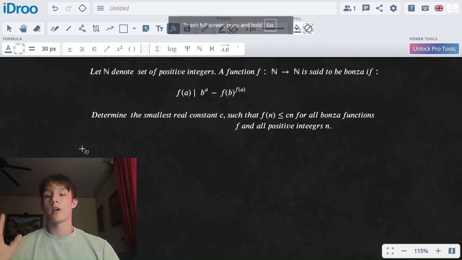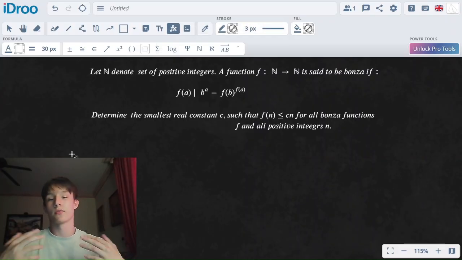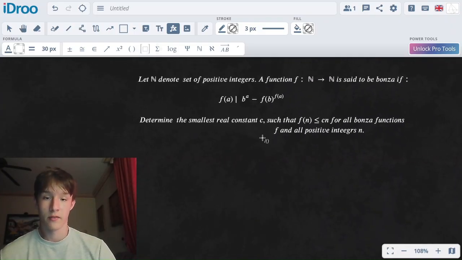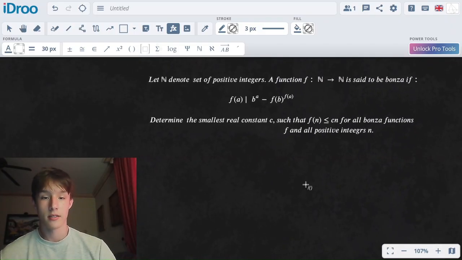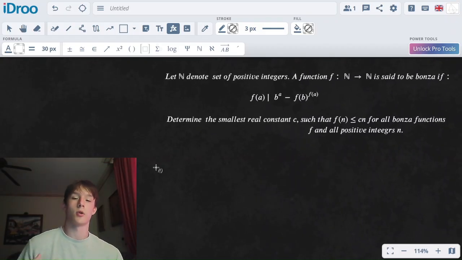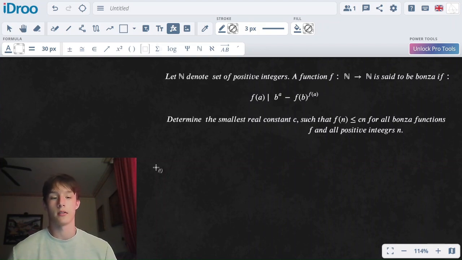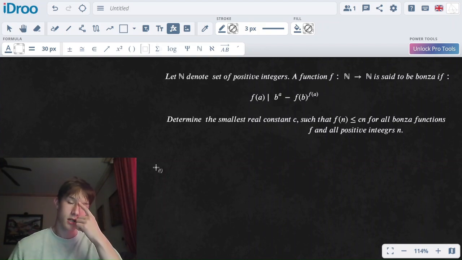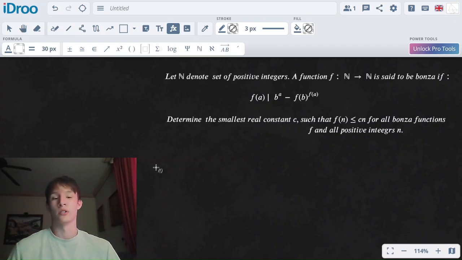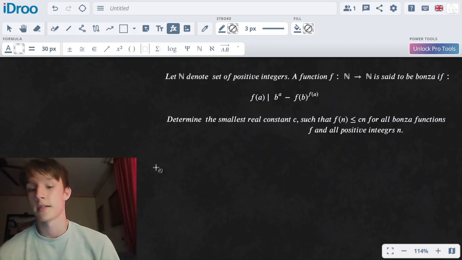Okay, so here's the problem. We have N being the set of positive integers. A function f from N to N is said to be bonza if f(a) divides b^a minus f(b)^f(a). And we need to determine the smallest constant c such that f(n) is less than or equal to cn for all bonza functions. So essentially, you want to bound f(n) by n. That's what the problem is.